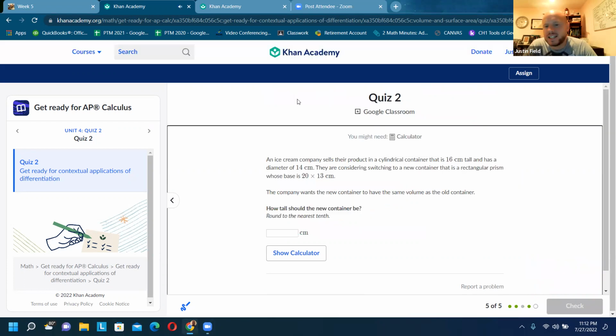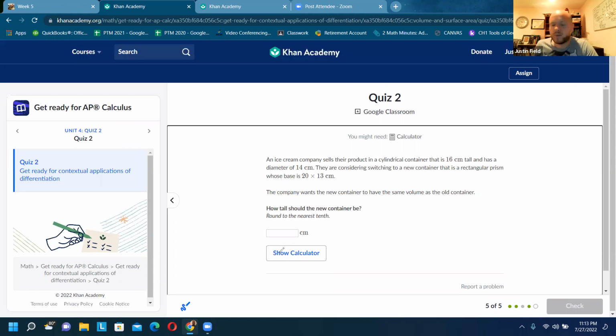Okay. An ice cream company sells their product in a cylindrical container that is 16 centimeters tall and has a diameter of 14. We're going to switch to a new container that's a rectangular prism. And they want to have the same volume. All right. Can you do this one? You could do this one. And this is good, you know, when we in calculus, you'll do a problem like this, but then you might need to find the derivative and then integrate it or something like that, all to solve a problem.